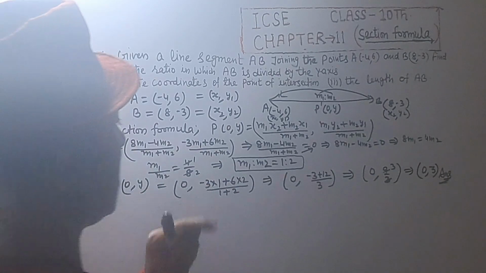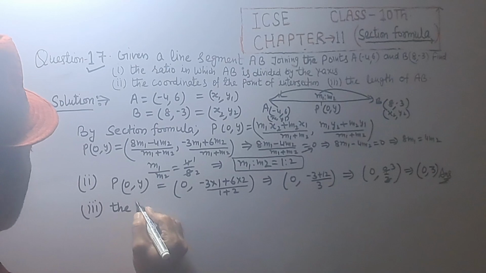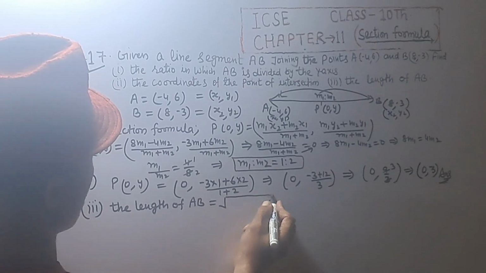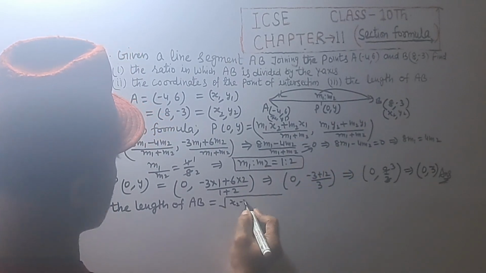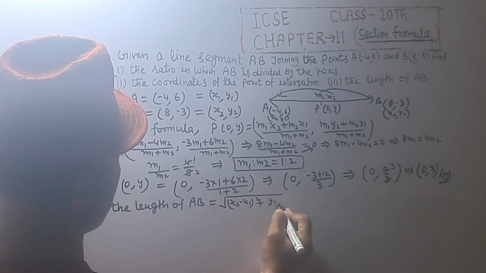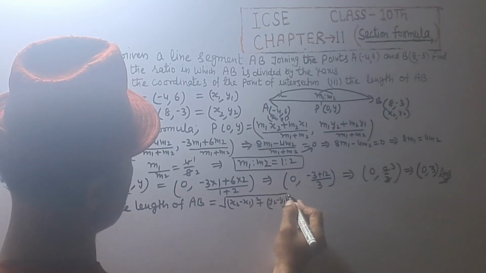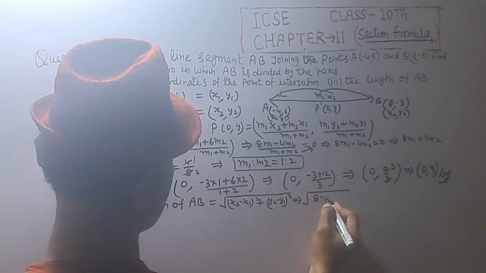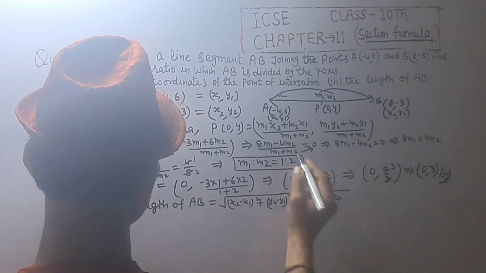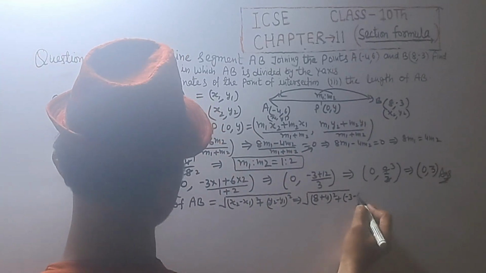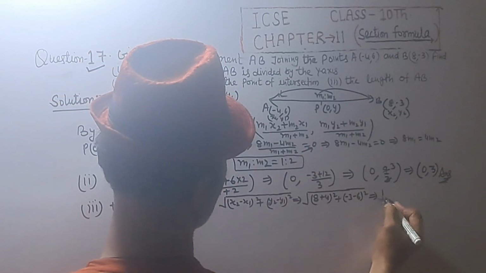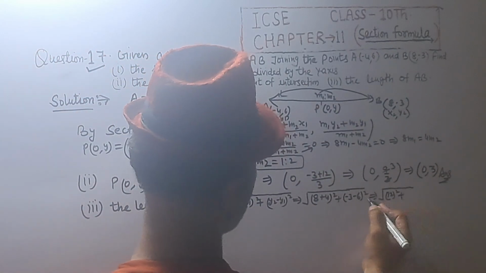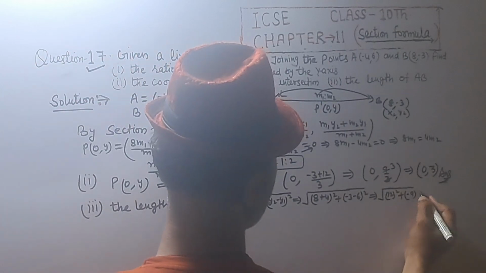And third part, the length of AB. The length of AB is by distance formula, square root of (x2 - x1) squared plus (y2 - y1) squared, which implies we get x2 is 8, minus minus plus 4 squared, plus (-3 - 6) raised to power 2, which implies 8 + 4 is equal to 12, and 12 raised to power 2 plus (6 + 3, that is 9, minus 9) raised to power 2.